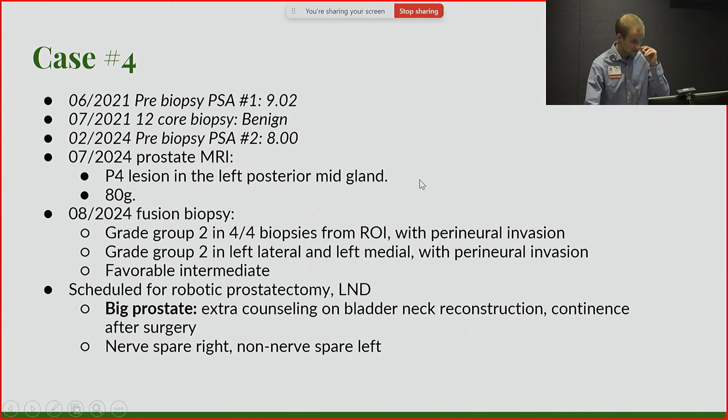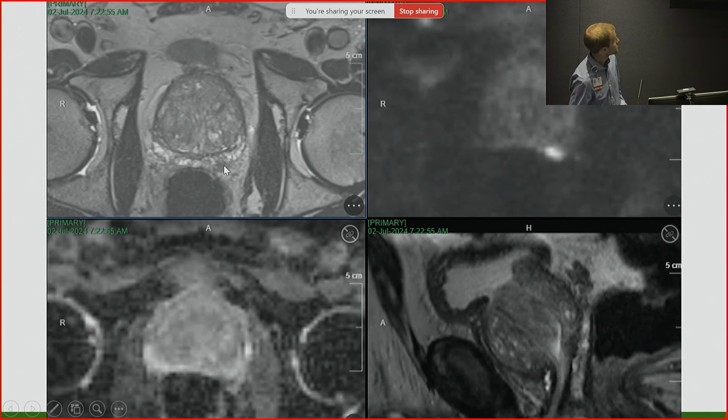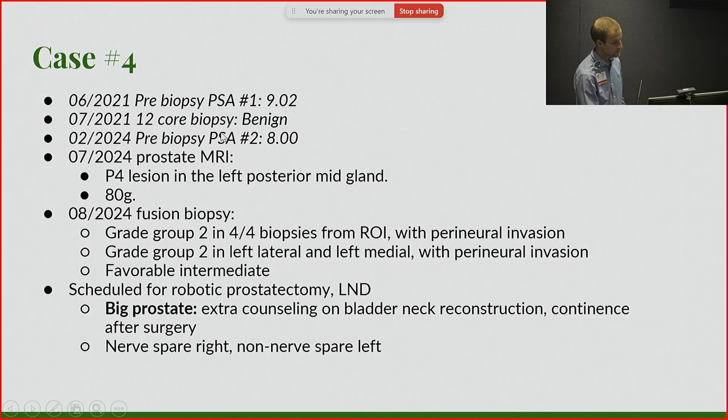So, like I said, his 12-core biopsy initially was benign, which you would expect based on this location, you could definitely hit that. However, if you're still taking 12 cores out of a 40-gram prostate versus a 150-gram prostate, you're going to be sampling less of the gland, and your chance for missing a small lesion goes up. And so he had a PI-RADS 4 lesion there.